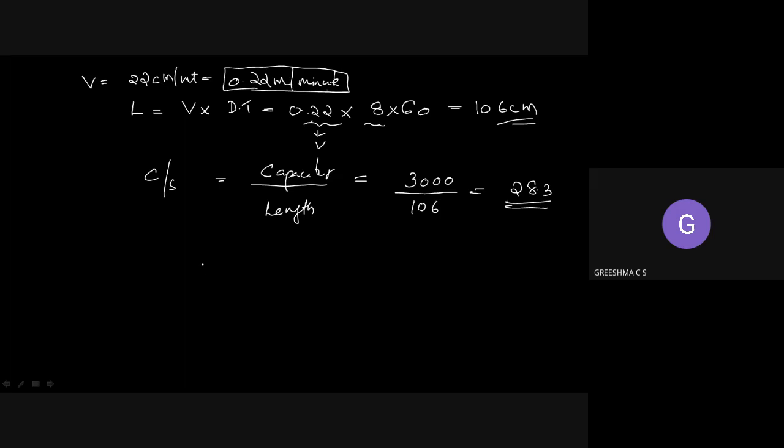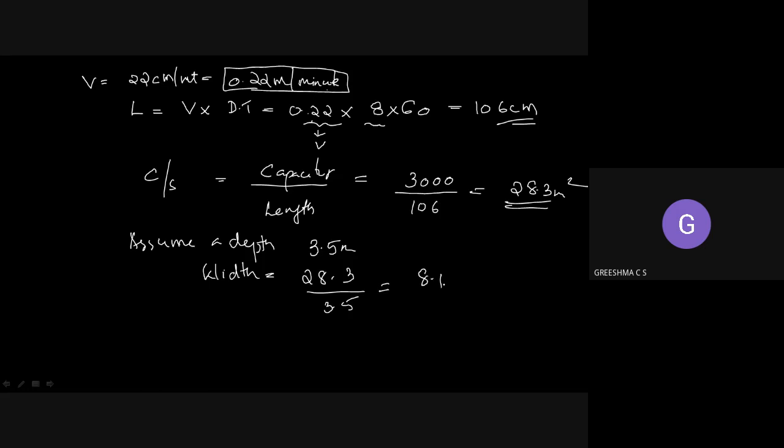Next you have to find out the width of the tank. We don't know the width of the tank, so what we are doing here is assuming a depth. We are assuming a depth of 3.5 meters. Width of the tank will be how much? Cross section is in meter square, right? So 28.3 divided by 3.5, you get it as 8.1 meters. Same, similar. We are doing the same thing here. There is no difference.